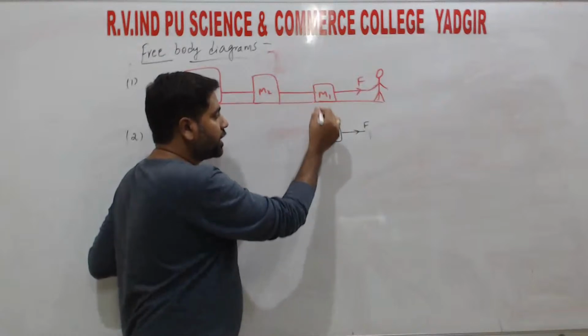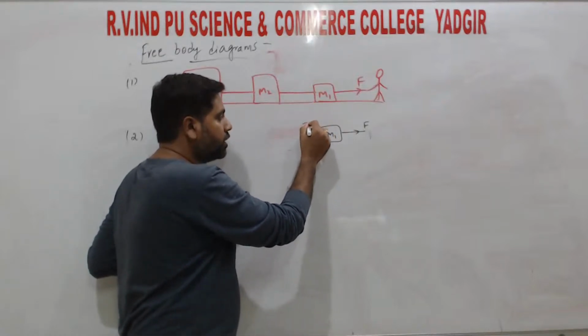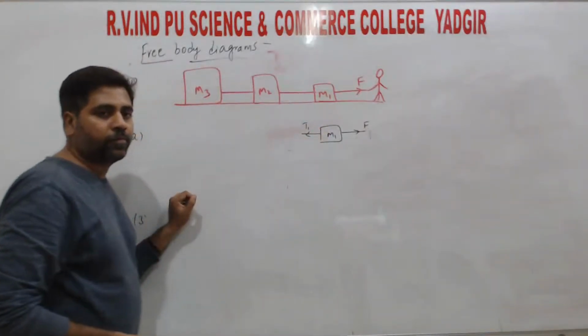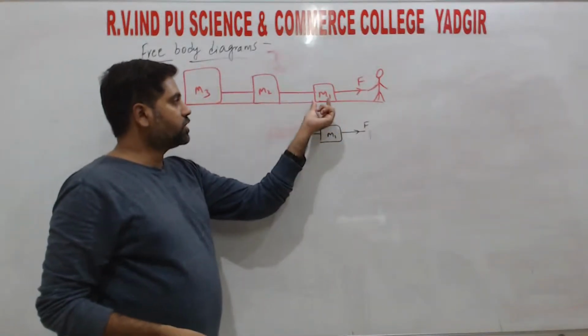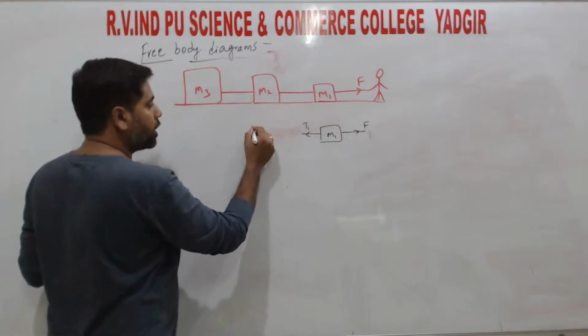So here it is connected with a string. What do we have in a connected string? There is a tension T1. So these are the two forces which are acting on the object M1, right? So now for M2.